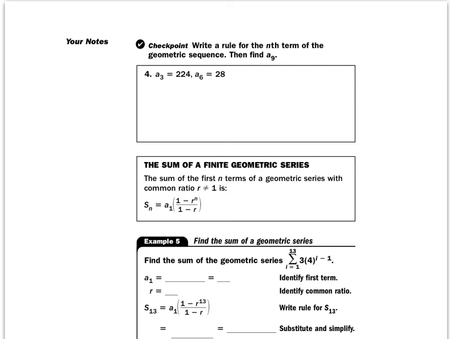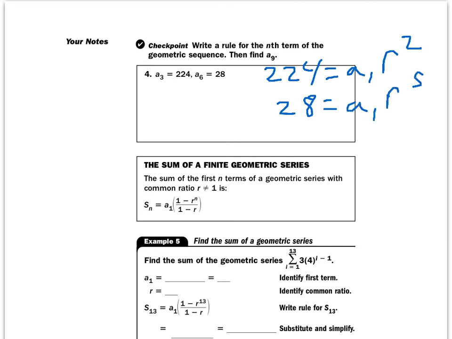All right, you go ahead and try one of your own. Checkpoint number 4 there. And you have to find, given these two things. All right? Go ahead and pause it and try it. Okay, so here's what you have. You have a sub 3 is 224, and that equals a sub 1 r squared. And 28 equals a sub 1 r to the 5th.